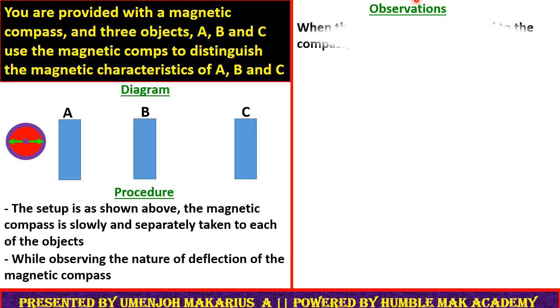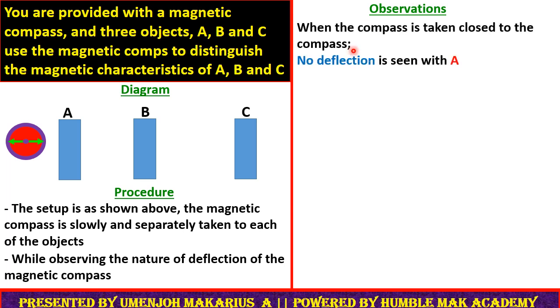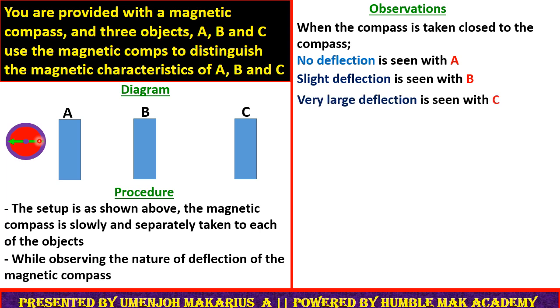Let's look at the observation, what I actually saw when I carried out this experiment. I didn't see any deflection on object A. No deflection was seen in object A. But for object B, I saw a very slight deflection of the magnetic compass when I took it closer to object B. And in object C, I saw a very large and significant amount of deflection. Great, so these are my observations.